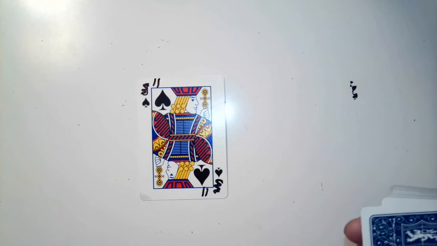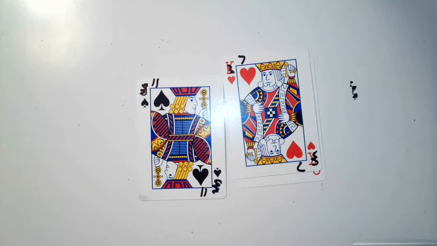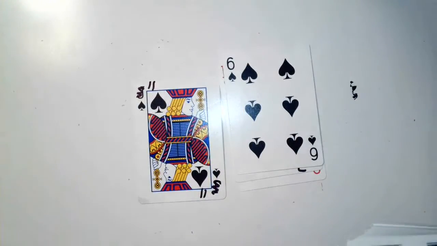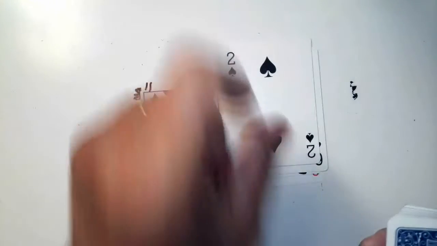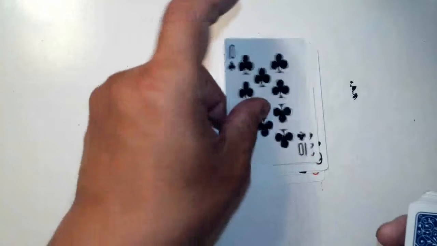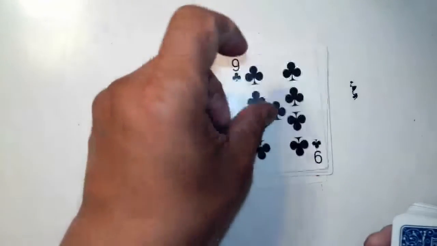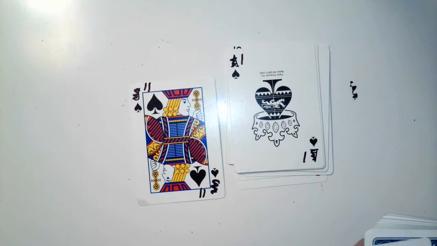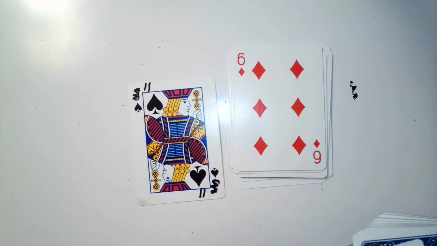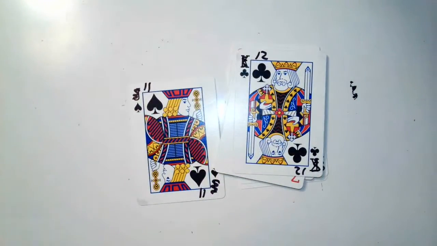So let's do this. 11 times 9, 99. 11 times 7, 77. 11 times 6, 66. 11 times 6, 66. 11 times 2, 22. 11 times 10, 110. Remember, 11 with a 0. 11 times 9, 99. 11 times 1, it's the other number, 11. 11 times 6, 66. 11 times 7, 77. 11 times 12, 132. Memorize it.